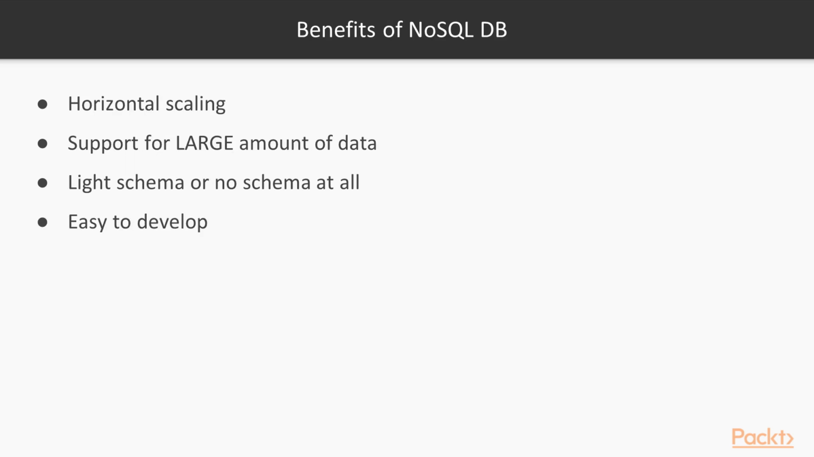Benefits of NoSQL: it scales extremely well, some engines better than others, and that's one of the biggest things; it supports a large amount of data. It has a light schema, or no schema at all, so you can be very flexible in what you put into the database. And it's very easy to develop because, for example, a lot of these databases are JSON based, so you can just put JSON in and get JSON back, and that makes development pretty straightforward.